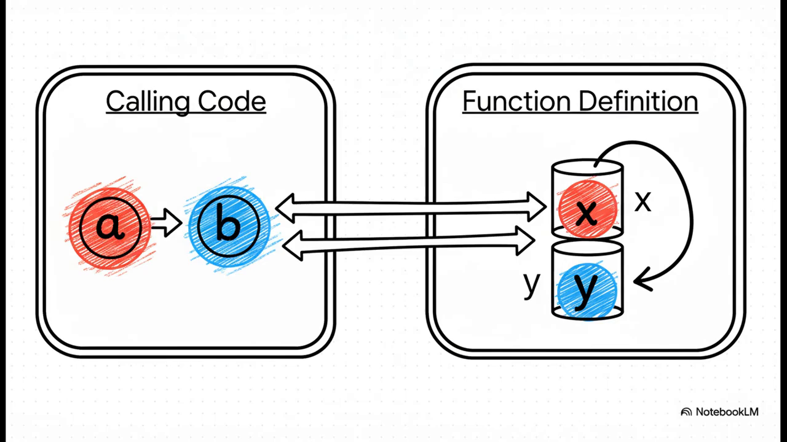But how does our little worker know what data to work on? Well, we pass it information using parameters. The real values you give it when you make the call, like A and B here, those are called actual parameters. Then, inside the function's definition, you have these little placeholder variables, x and y, that are ready to catch the data. We call those formal parameters. So the value from A gets copied into x, and the value from B gets copied into y.